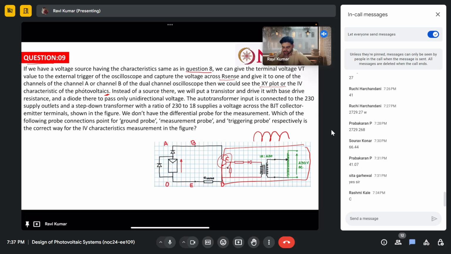Instead of a source there, we will put a transistor and drive it with a base drive resistance and a diode there to pass only unidirectional voltage. So for this case, it may be like this as well. No, nothing to worry. The auto transformer input is connected to 230 supply and a step down transformer with ratio 230 to 18 supply.